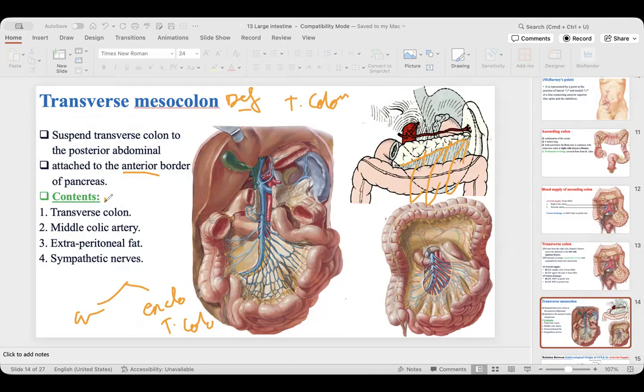What are the contents? Usually the contents are fat, nerves, lymph, and so on. This is usual for all the peritoneum of the abdomen, but you have to specify according to the peritoneal fold. What is the name of this one? The transverse mesocolon. So it contains the organ itself, the transverse colon, and the blood supply of the organ, the middle colic artery from the SMA, the superior mesenteric. This is the content of the transverse mesocolon.